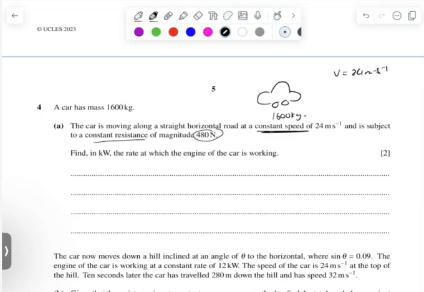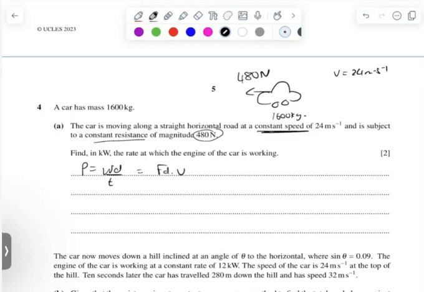Okay, and there's a constant resistance of 480 newtons. Find in kilowatts the rate at which the engine of the car is working. Okay, so kilowatts, we're talking about power. We've got 2 formulas for power. The one is work done divided by time, or our driving force times our velocity. In this case, I think the easiest is going to be our driving force times our velocity.